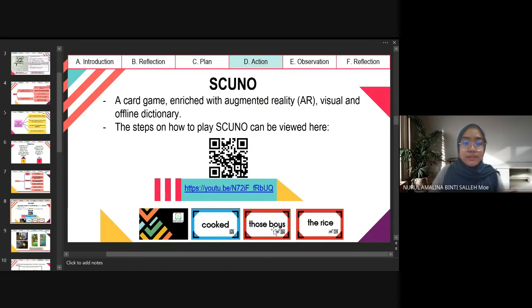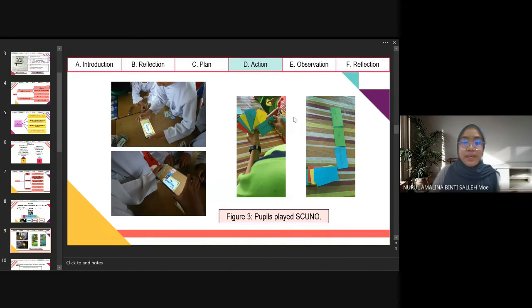These are the pictures of pupils playing the game. Here the pupils use handphone to scan the card so that they can view the AR visual, and they can also scan the QR code for the offline dictionary. Now I will pass to my partner for the next part.